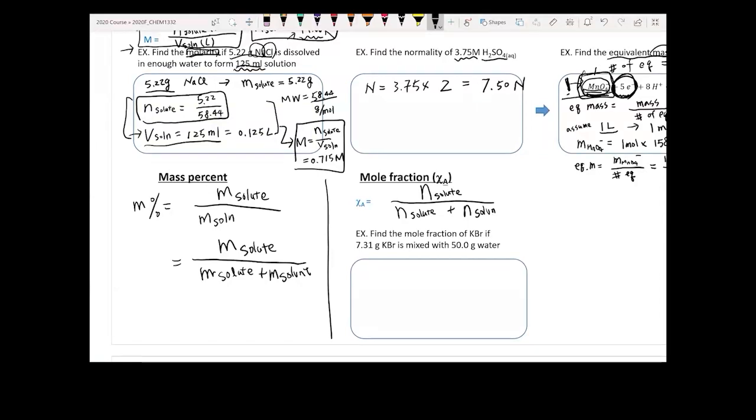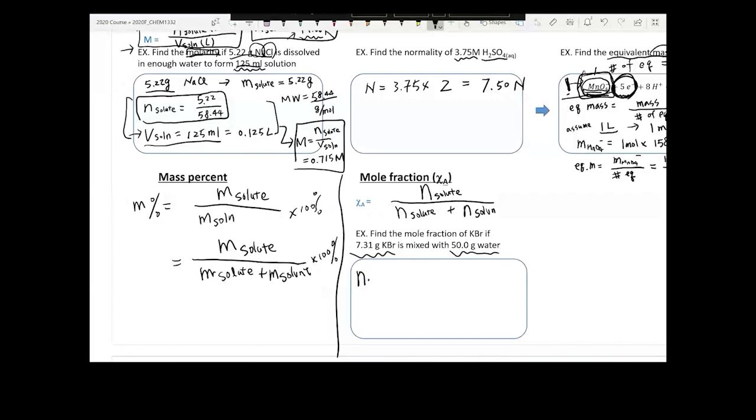If you look at this question: find the mole fraction of KBr if 7.31 grams of KBr is mixed with 50.0 grams of water. Here you need to know which one is the solute and which one is the solvent. Apparently, KBr is your solute. Then we need to calculate the number of moles of KBr. Again, it's the mass of the KBr divided by the molecular weight. Here, the mass of your KBr is 7.31 grams. The molecular weight, if you check your periodic table, is 119.